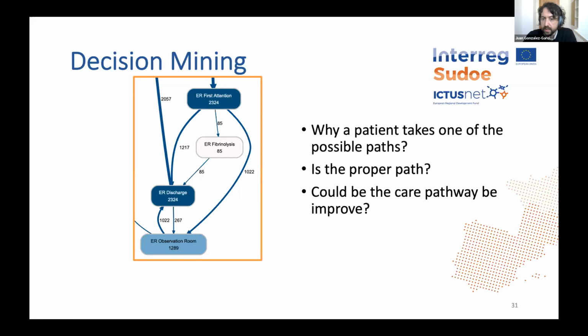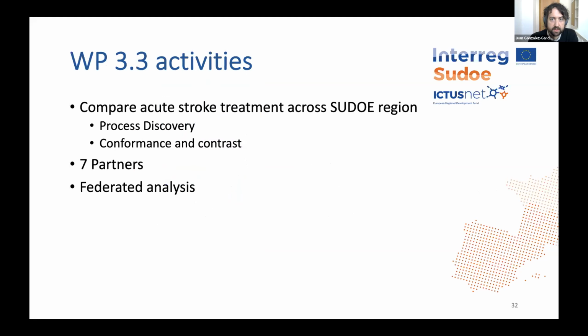Was the proper one the best one? Could we improve the care pathway if we properly define the decisions taken at certain points in the process using this? Those are the kind of questions that should be answered using decision mining, which is another layer on top of the process. And to finish, I will tell you what has been done.